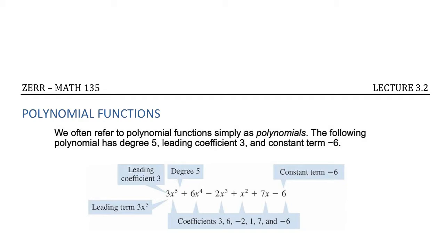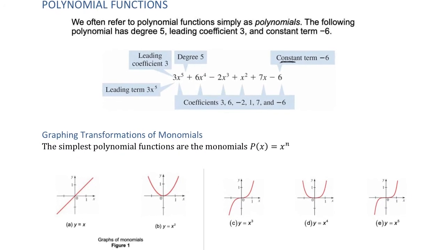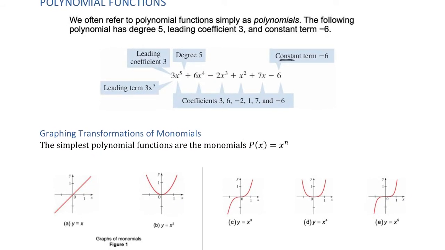We have a polynomial. We want to put it in descending order, so the highest exponent comes first. That's the degree, and its coefficient is called the leading coefficient. And sometimes we'll call just the plain number the constant term. So we're going to graph polynomials, and the easiest polynomials would be a monomial, when there's just one single term.